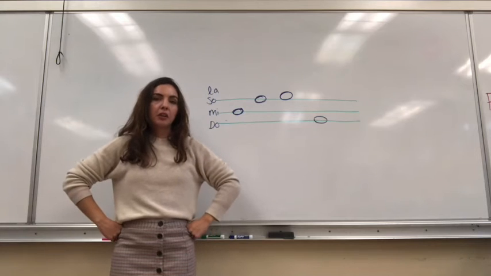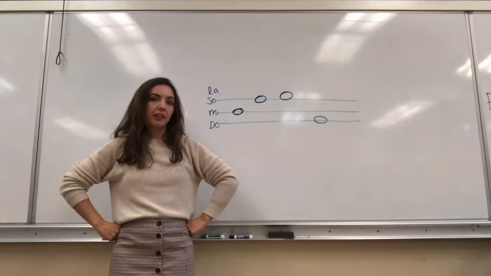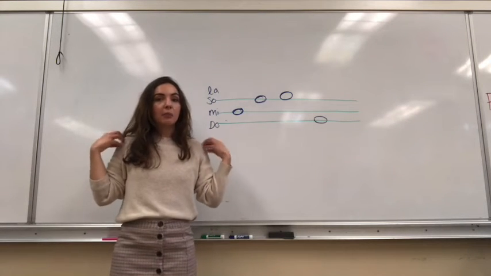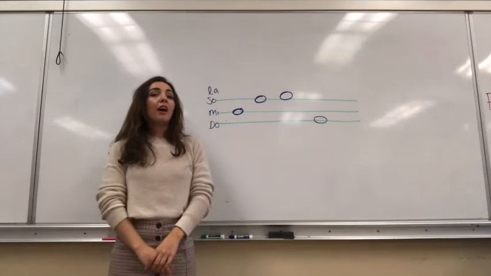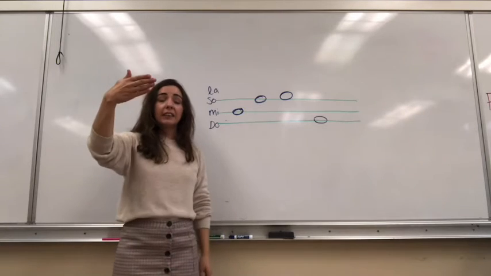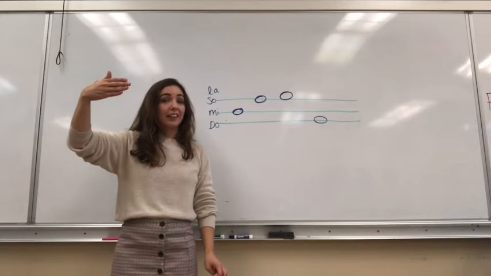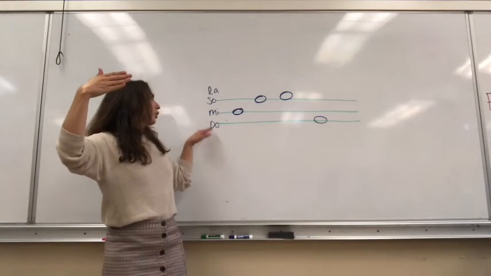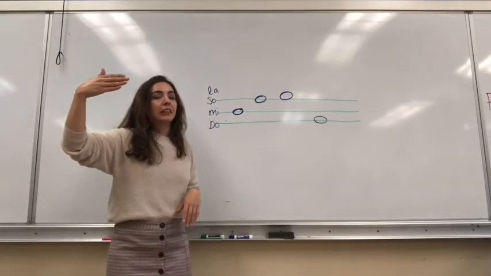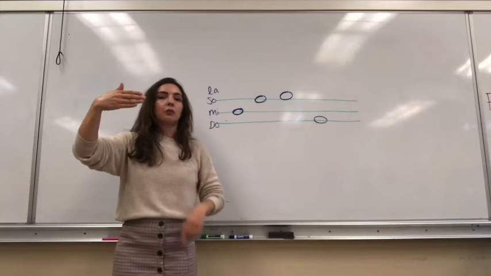So all the do notes are going to sound the same down here. All the me notes sound the same here. All the so notes sound the same here. Now we're going to try with our hand signs, and we're going to sing on so, me, and do. We call these do, mi, so, la. We call those solfege. So we're going to sing on solfege.